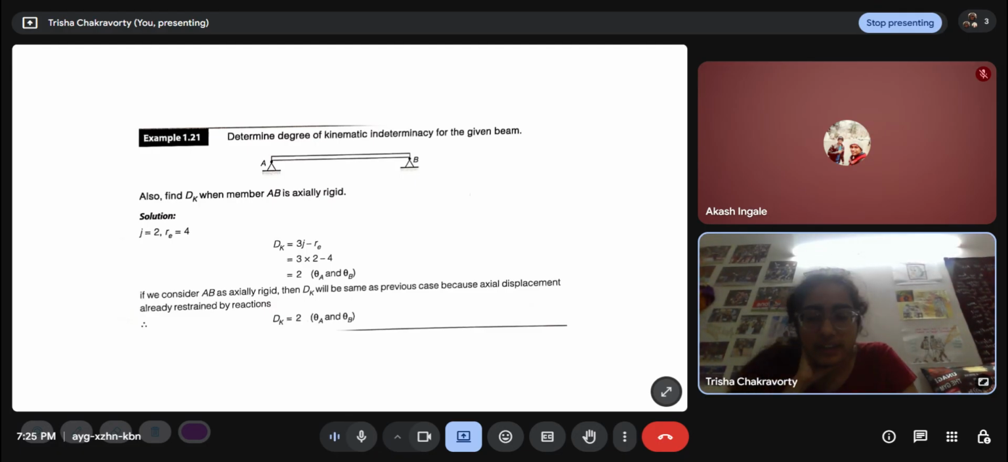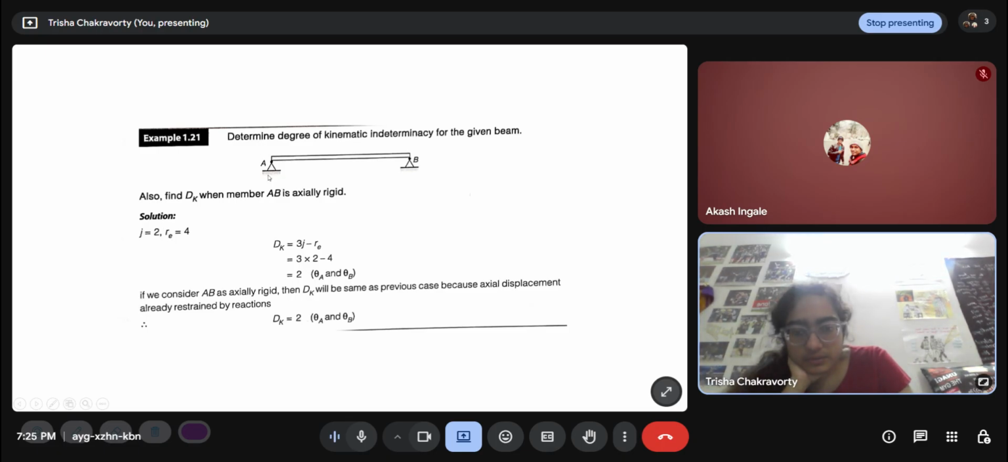Yes, so here the number of joints J is 2, and the number of reactions is 2 here, 2 here.